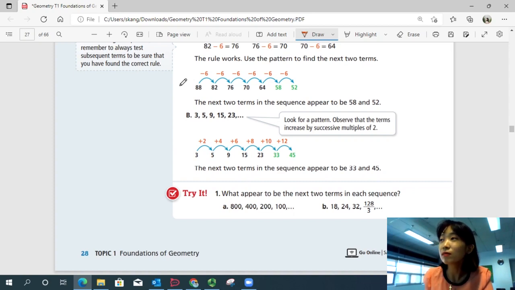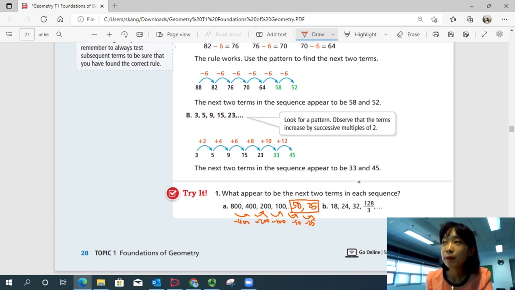Okay, are you ready? So part A, is the number increasing or decreasing? It is decreasing by 200, minus 200, minus 400, minus 200, and minus 100. So the number that is subtracted for each term is decreased by half. And so the next term would be minus 50, and the next term should be minus 25, right? So 100 minus 50 is 50. 50 minus 25 is 25. So 50 and 25 would be your next two terms.